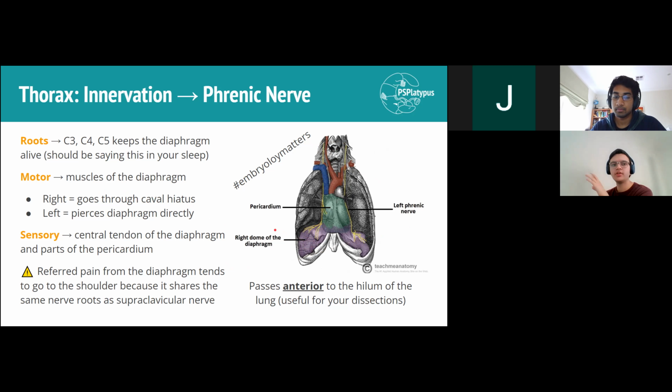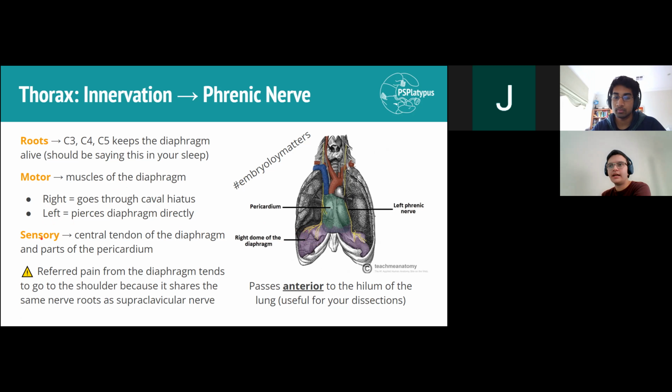So if there's damage to it, you might get to use some of those other muscles we were talking about for breathing. On the right-hand side, I think I mentioned this previously, it goes through the caval hiatus. So it's not shown here, but it'll travel through that specific hole in the diaphragm. Whereas on the left-hand side, it doesn't require any hiatus at all. It just pierces the diaphragm directly. So that's one major difference.